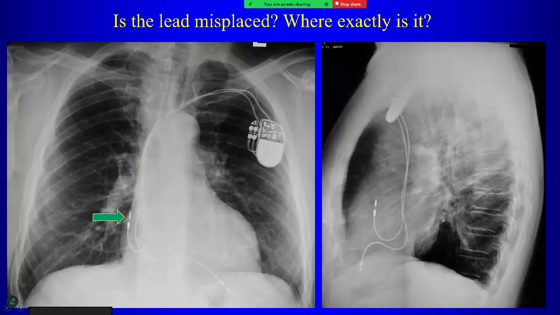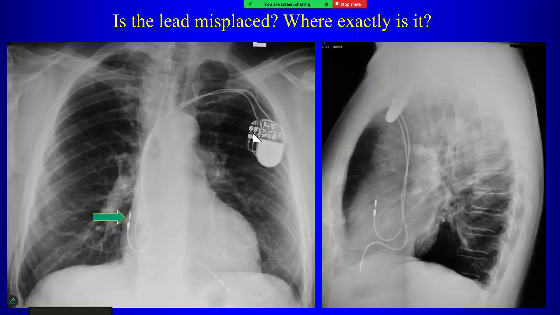Here's a patient who has two leads, and then this lead here takes this funny turn. Is that misplaced? Where exactly is it? It's in the right atrium. Is it misplaced, or is that intentional? That's intentional. Why? So where is it exactly? It's in the appendage. It's in the right atrial appendage.